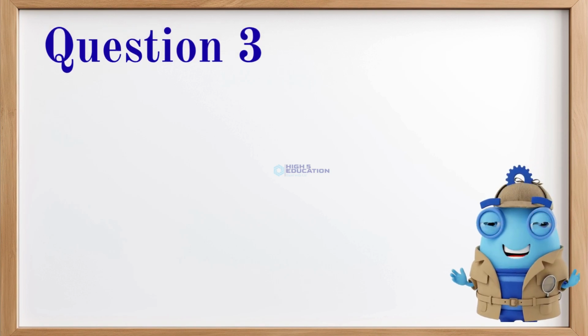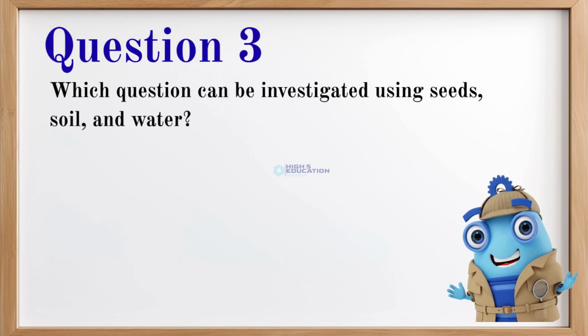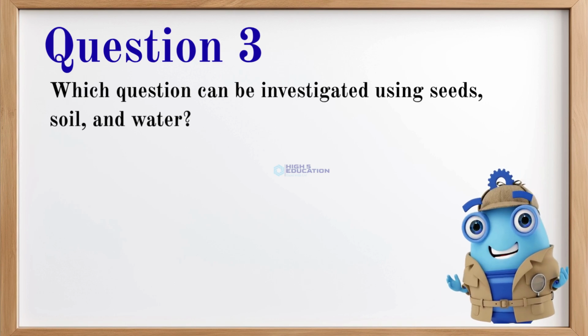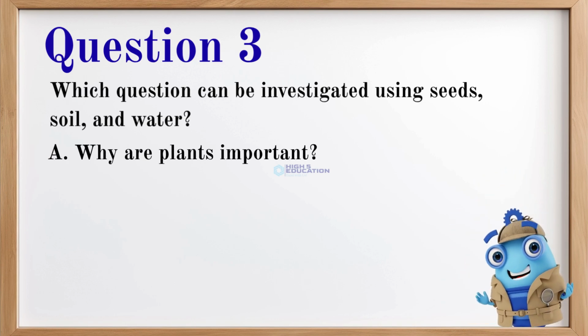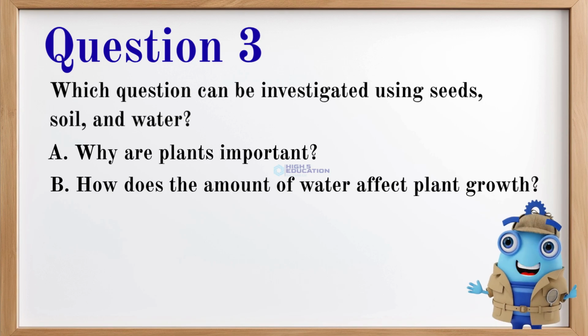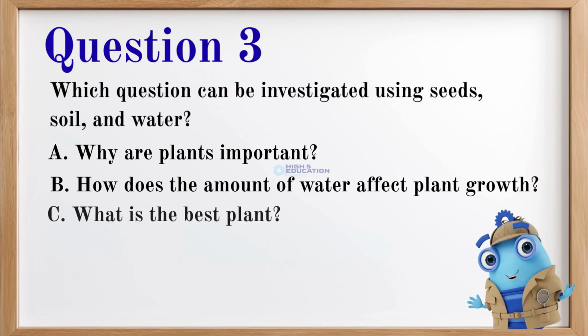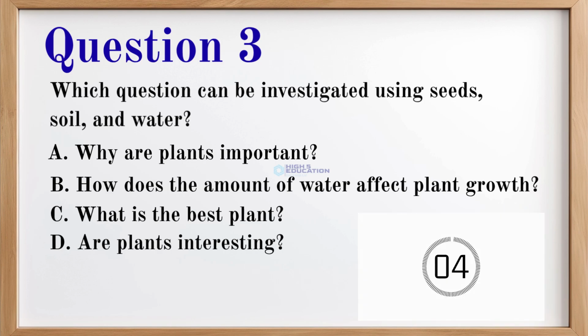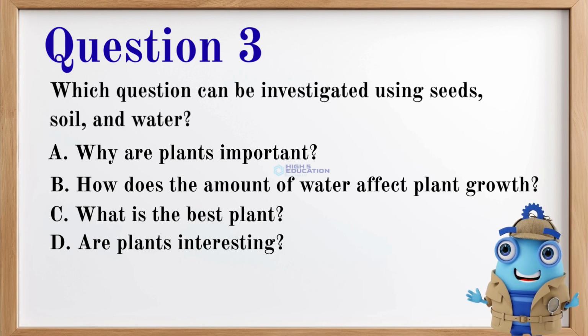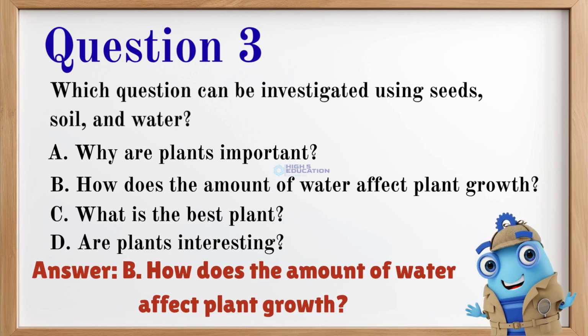Question 3. Which question can be investigated using seeds, soil, and water? A. Why are plants important? B. How does the amount of water affect plant growth? C. What is the best plant? Or D. Are plants interesting? The correct answer is letter B. How does the amount of water affect plant growth?